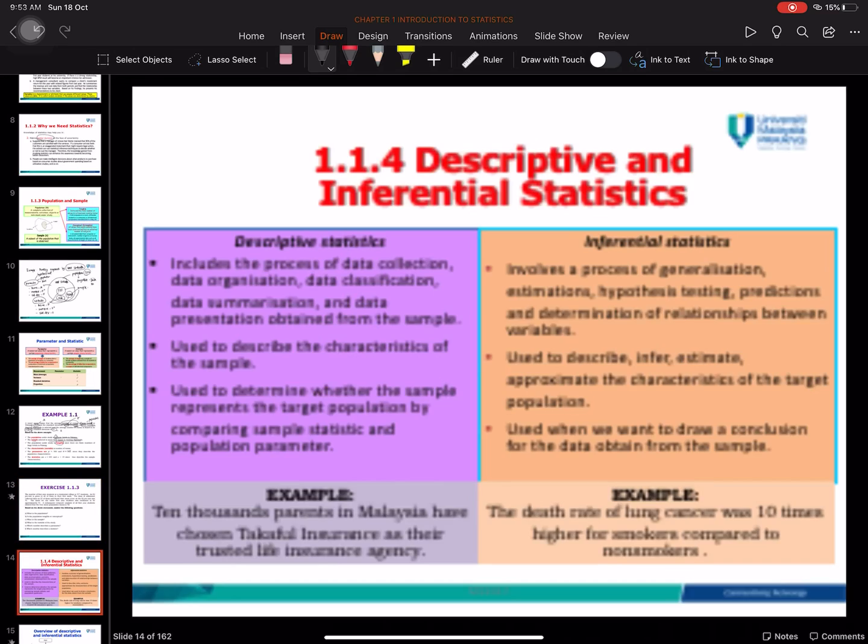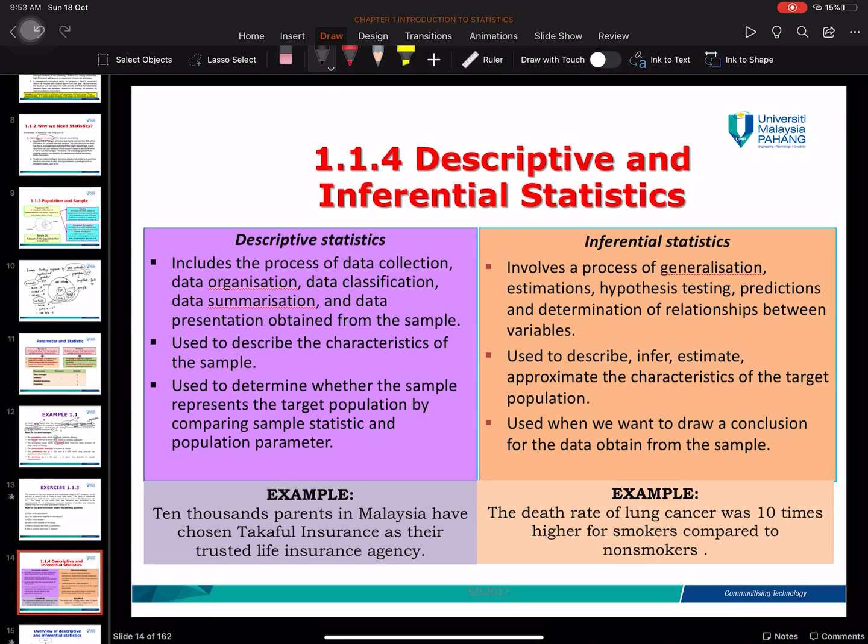So descriptive and inferential statistics. Descriptive statistics include the process of data collection, organization, classification, summarization, and data presentation obtained from a sample. It describes the characteristics of the sample. Inferential statistics involve a process of generalization, estimation, hypothesis testing, prediction, and determination of relationship between variables, used to describe, infer, estimate, approximate the characteristics of the target population. In simple words, descriptive here is where you have a confirmed number about something.